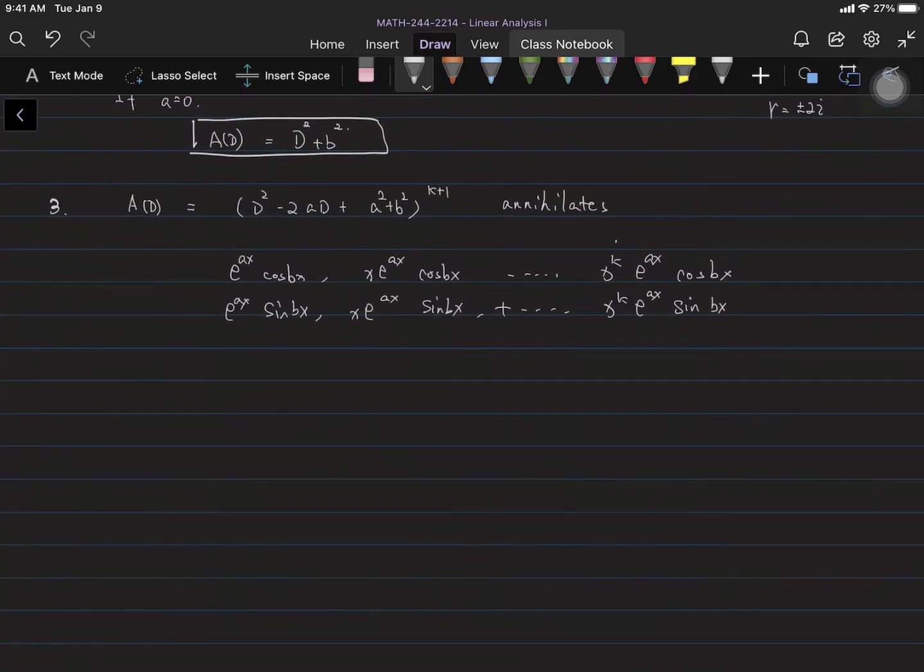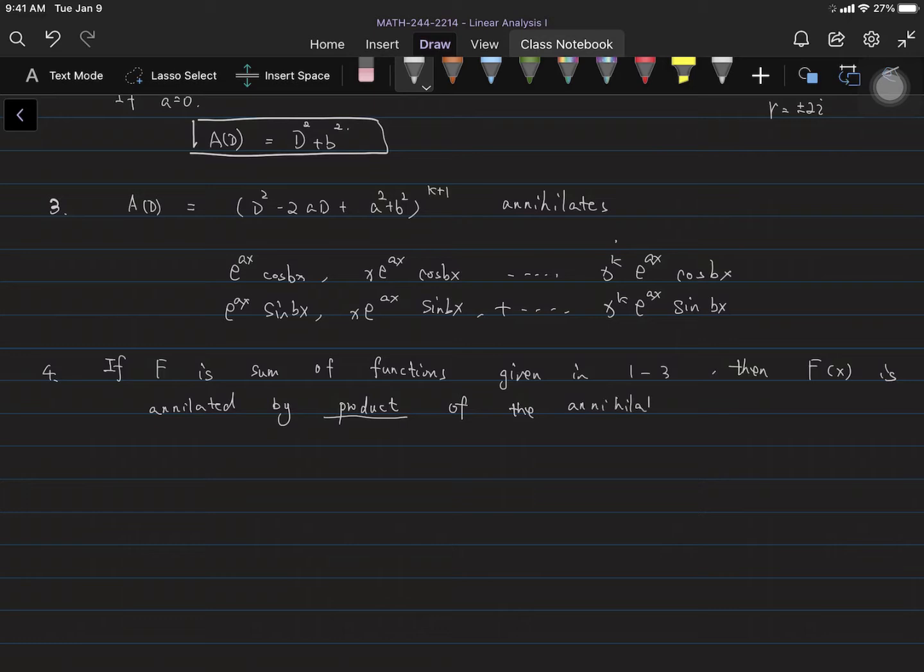Let's see. In case 4, if f is the sum of functions from the forms given in cases 1, 2, 3, then f(x) is annihilated by the corresponding product of the annihilators in cases 1, 2, 3, that is, by the product of the ADs in 1, 2, 3. I'm going to give you several examples.